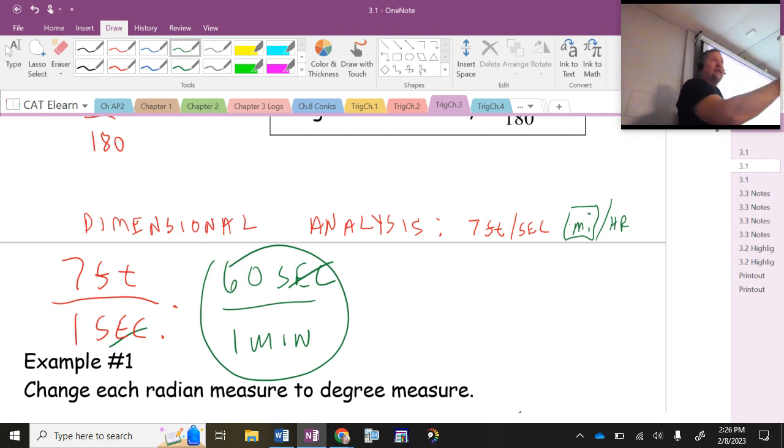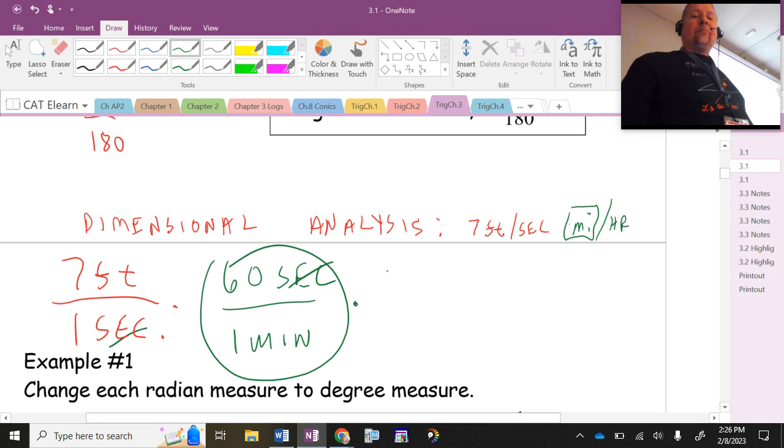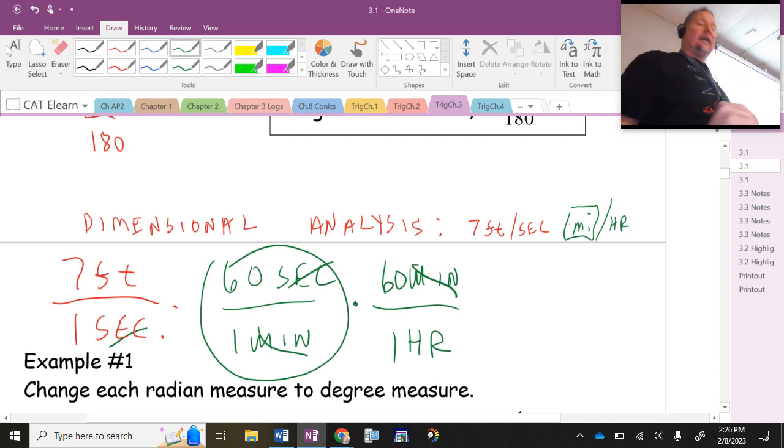All right, now I'm covering this slowly because not enough students know how to do this in the history of me teaching. This doesn't go well. All right, and then how many minutes are in an hour? And where do minutes go? Well, you should know it goes up here. And then this is 1 hour. And that is equal to 1. And now I get to cancel those minutes, cross canceling.